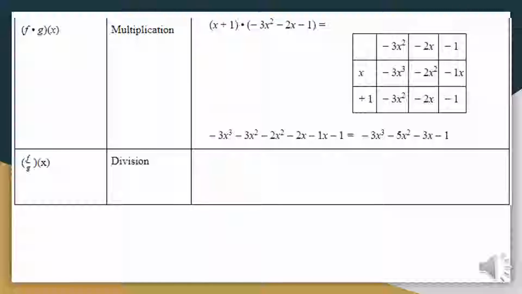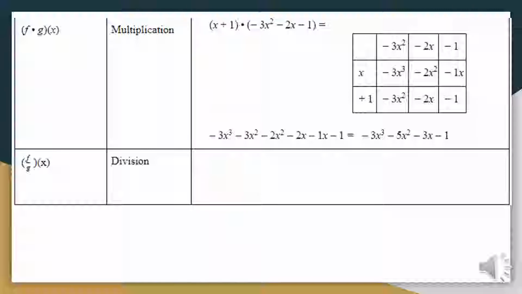So from left to right and then top to bottom, we have x times negative 3x squared. That gives me negative 3x cubed. We have x times negative 2x, which is negative 2x squared. And we have x times negative 1, which is negative 1x, or simply negative x. On the bottom, we have everything being multiplied by positive 1. So anything multiplied by 1 is just itself. So I'm just going to leave it and bring it down as negative 3x squared, negative 2x, and negative 1.